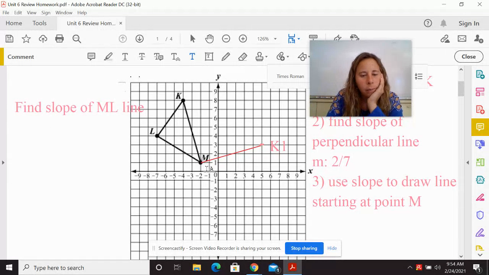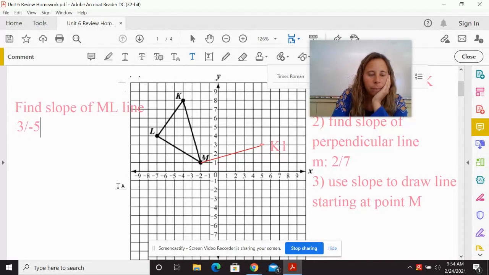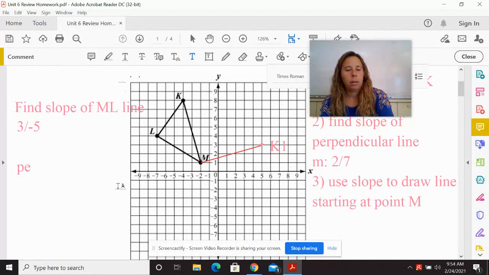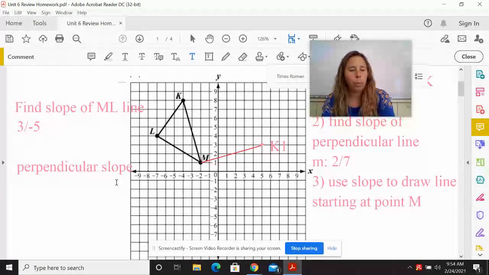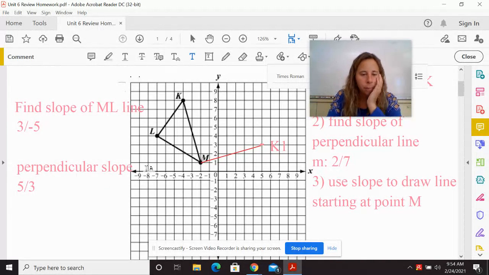Okay, let's see. From M to L, it looks like I am going from y equals 1 to y equals 4. 1, 2, 3. So I'm going up 3. And I'm going from x is -2 to x is -7. So I'm subtracting 5. Okay, perpendicular. You would flip it and then change the sign. So you get 5/3.